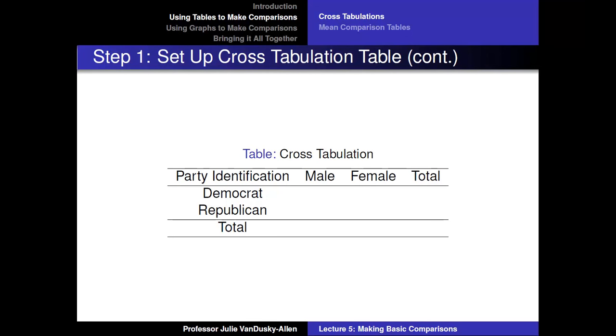So in our example, since party identification was the dependent variable, we write party identification in the first column heading. Then we add Democrat and Republican labels in the rows underneath, as they are the category names for the dependent variable, and then we add a total row at the bottom. Next, since our independent variable was gender, we add the labels male and female to the subsequent column headings, as they are the categories of the independent variable. Then we add a total column at the end.